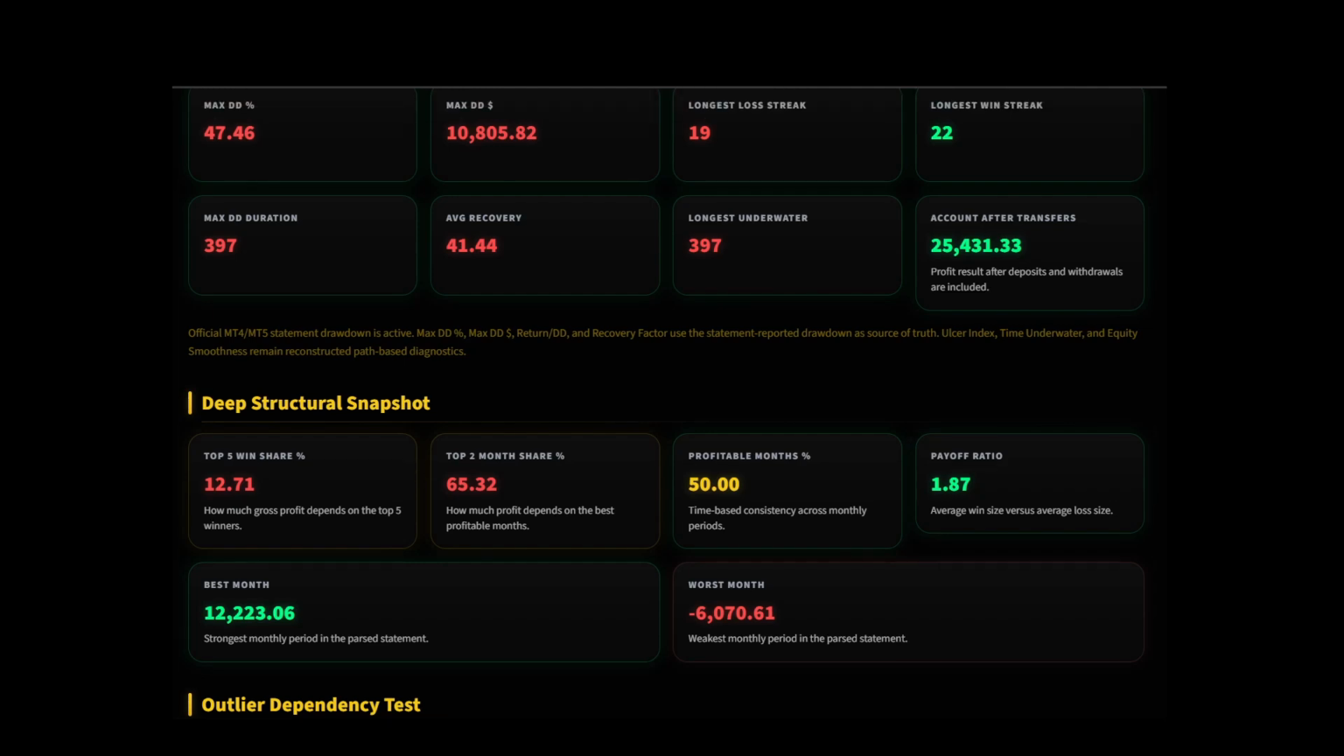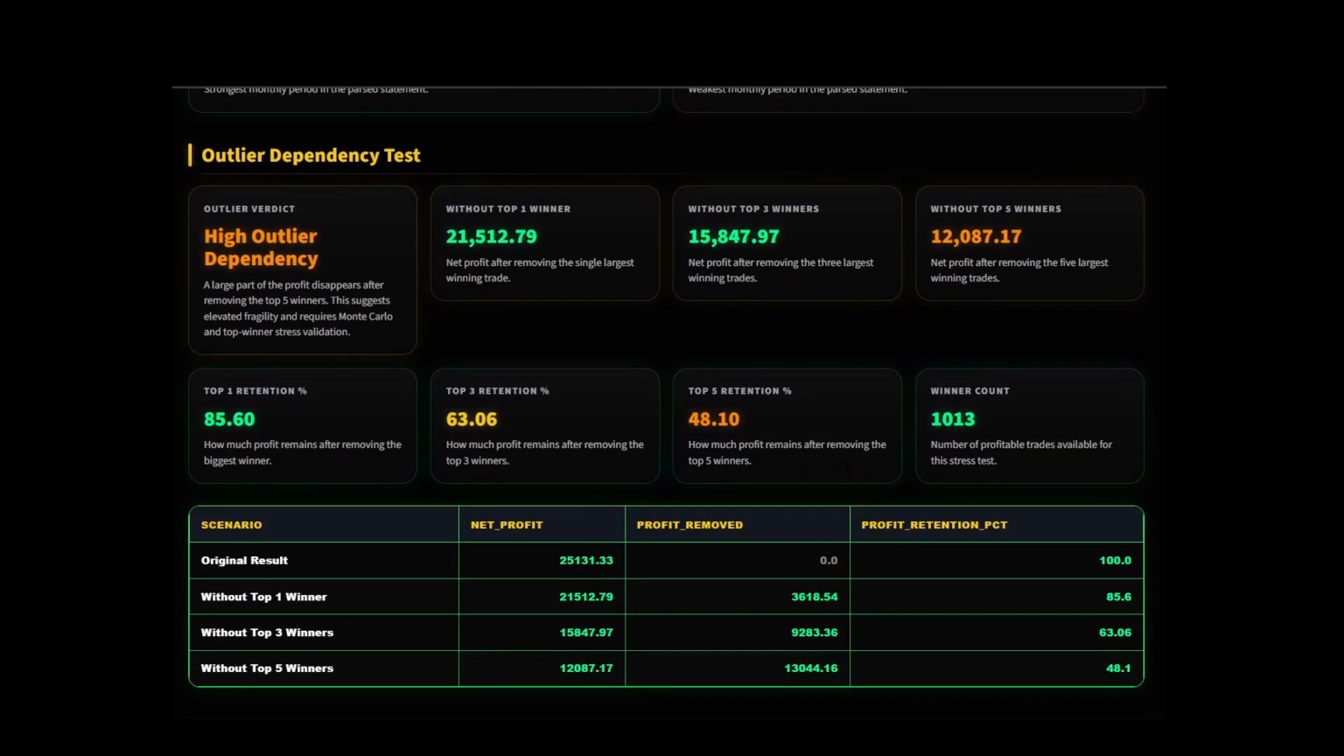Next, we get the outlier dependency test. This is one of the most important checks in the report. It asks a very simple question: what happens if the biggest winning trades are removed? Not as a prediction, not as a simulation, but as a dependency test. If a strategy loses most of its profit after removing only a few winners, then the result may depend too much on outlier trades. In this example, the original result is still profitable after removing the top 1 winner.